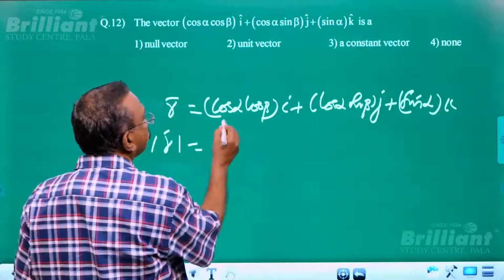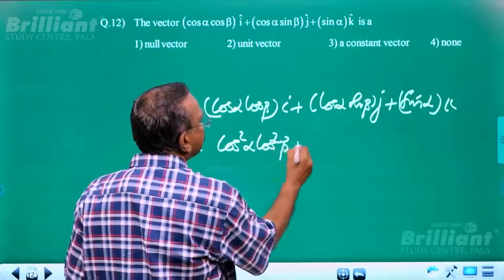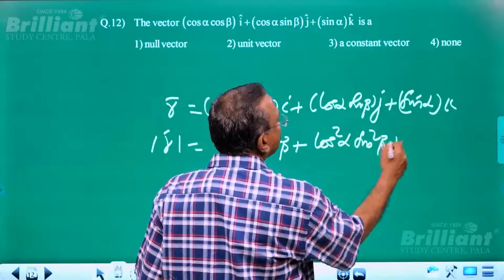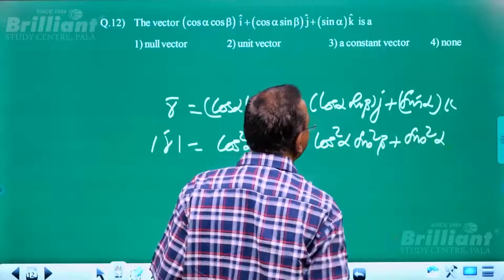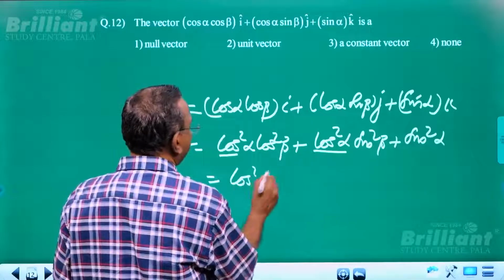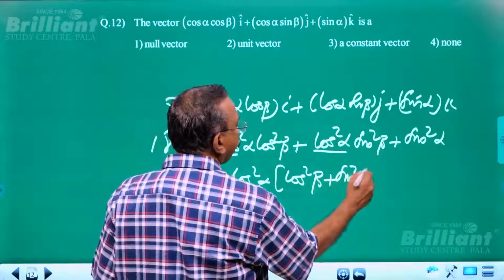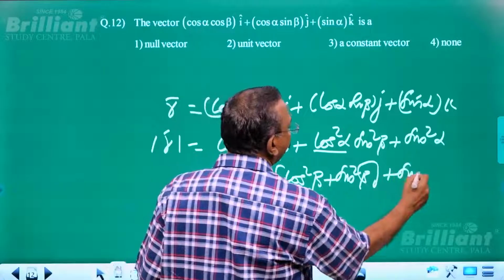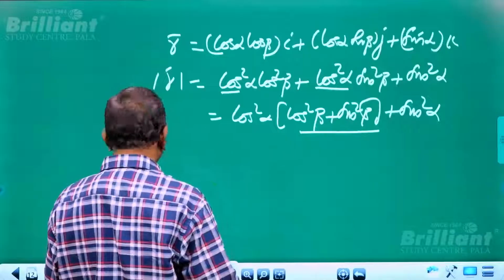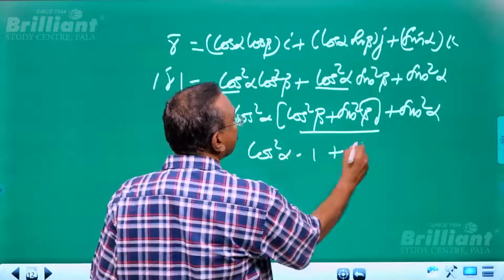So mod R bar squared is equal to cos square alpha cos square beta plus cos square alpha sin square beta plus sin square alpha. So we can take cos square alpha common: cos square alpha into (cos square beta plus sin square beta) plus sin square alpha. What is cos square beta plus sin square beta? It is 1, so you can replace the trigonometrical result with 1. So cos square alpha into 1 plus sin square alpha.